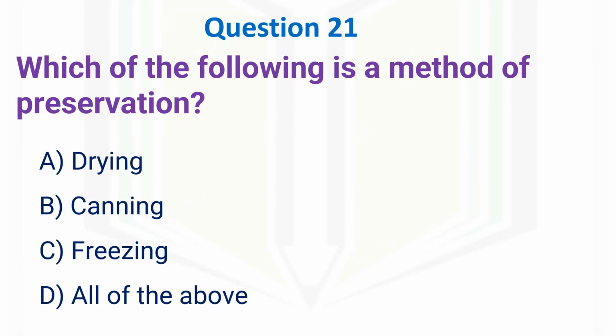Question number 21. Which of the following is a method of preservation? Options are drying, canning, freezing, all of the above. Correct answer is option D, all of the above. So we can extend the shelf life of the food using the various techniques of preservation, and it can include the drying technique where we apply heat at optimum temperature. So the drying can be sun drying or mechanical drying.